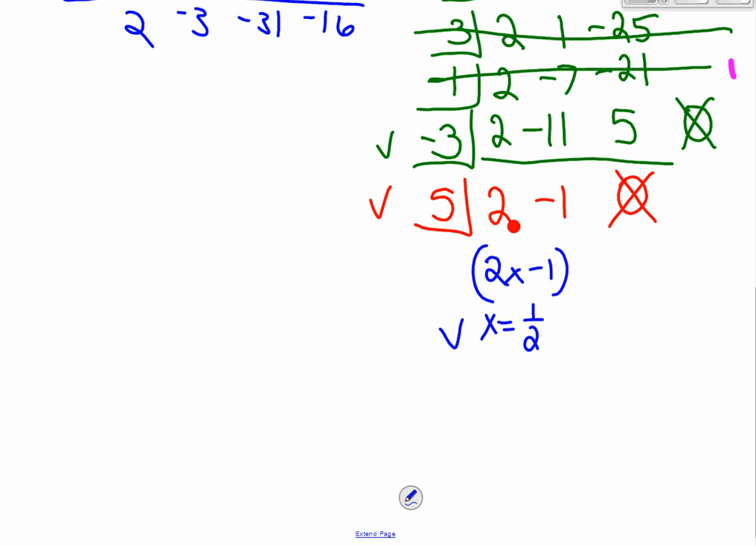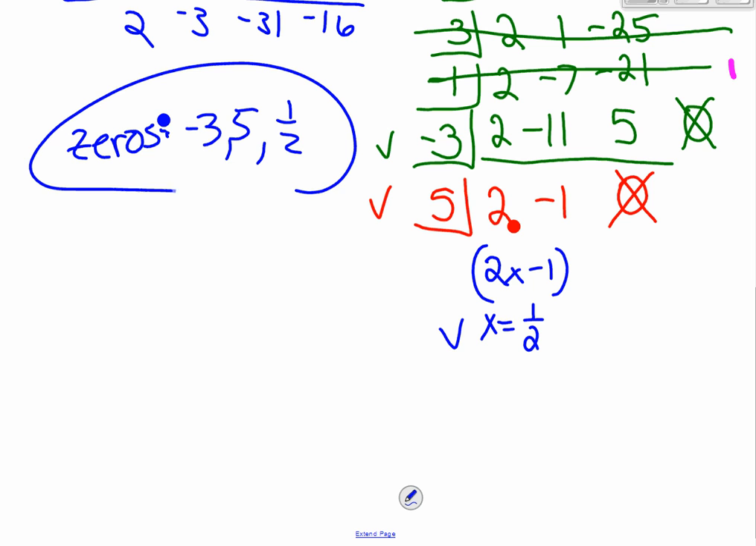Determine which if any are zeros. So my zeros are negative 3, 5, and 1/2. And I was able to find all of them. So just give me a head nod now. Do you like this? Not like it? Compared to the longer way. Can you do it, do you think, this way?